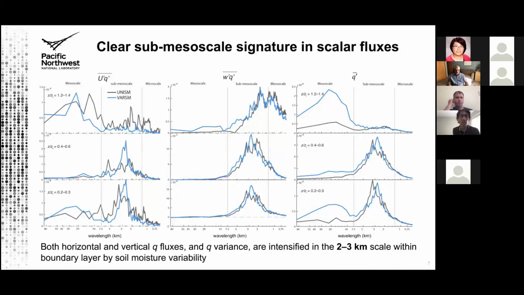And then this signature of sub-mesoscale, in particular 2 to 3 kilometer signals in our simulations, really consistently appears in many variables and levels within the boundary layer. So this is another example. I'm showing the flux or covariance of the mixing ratio and horizontal velocity to the left, vertical velocity in the middle, and then just the mixing ratio variability itself on the right. And then you can see those really signature peaks in all the panels within the boundary layer. But if you go above the boundary layer top, like in the top panels, you don't see that signature at this time, again, late in the morning.